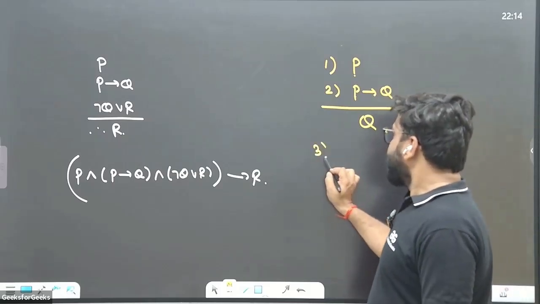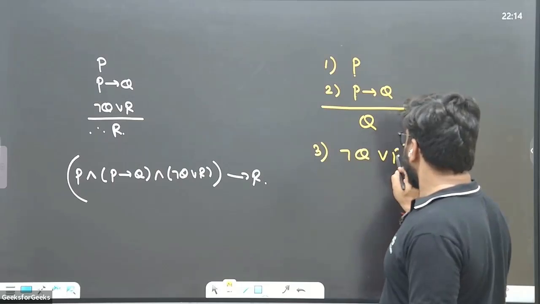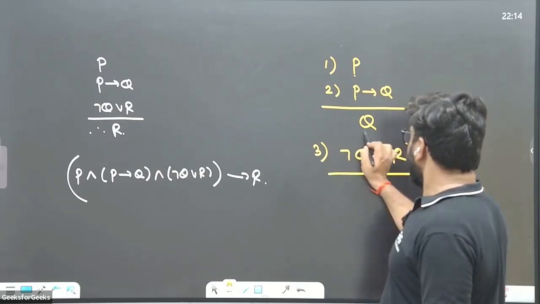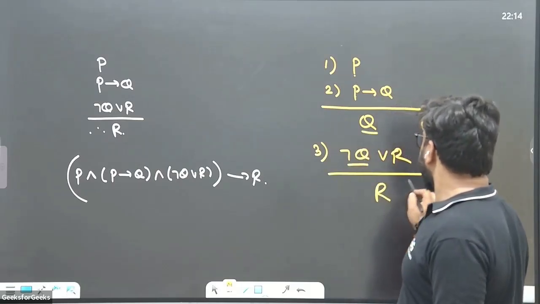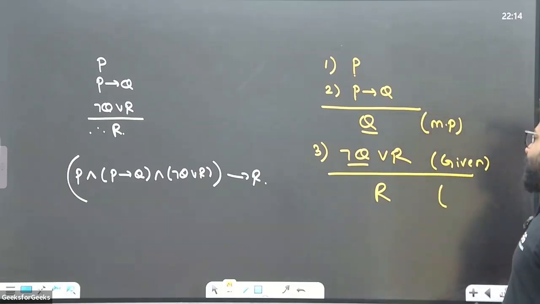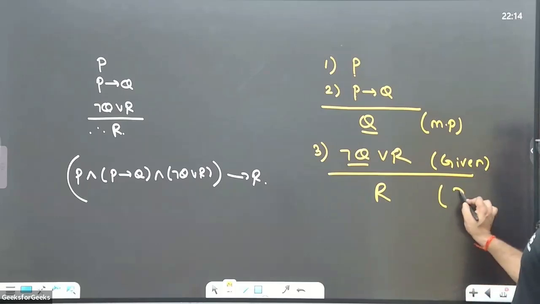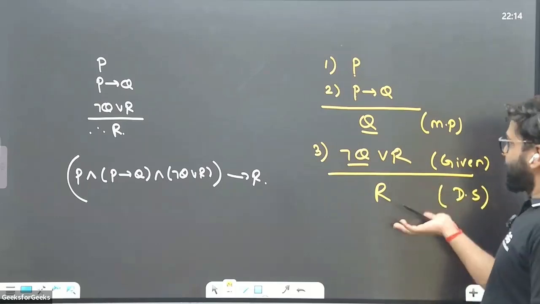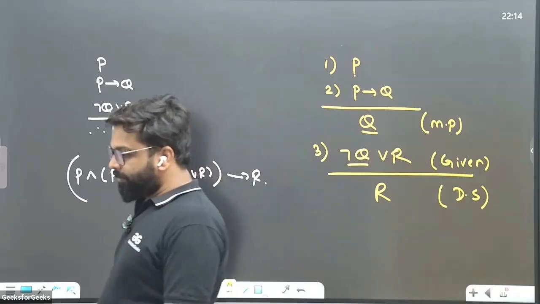Now the third one, which is given, you will get negation of Q or R. So one is positive, one is negative, you will get R. And then this one is given. So again, you can use either disjunctive syllogism or modus ponens, no problem. You will get R. Easy.